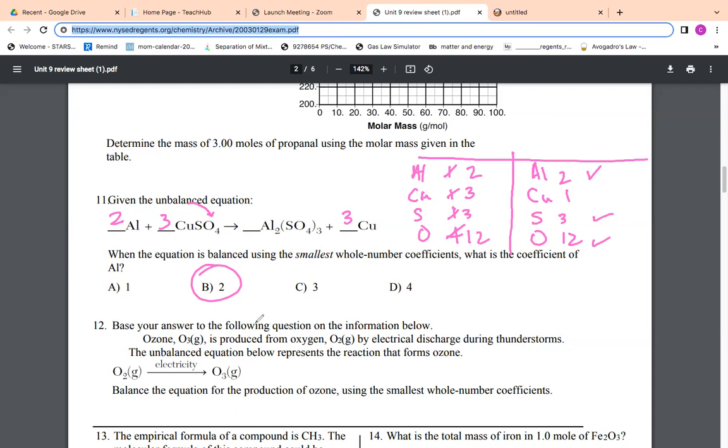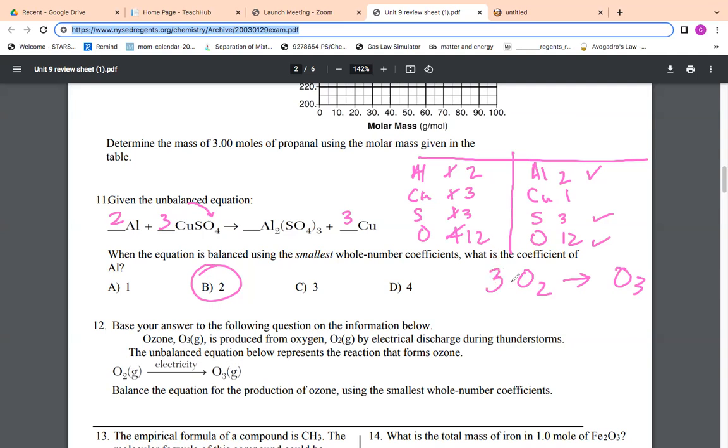All right. Next one, they're asking us to balance this one. So this one is actually pretty nice and easy. So we have oxygen. This is the oxygen that we breathe, turning into O3, which is ozone. How do you balance this? So we have an even number here and an odd number here. The best thing to do is to literally switch the numbers.